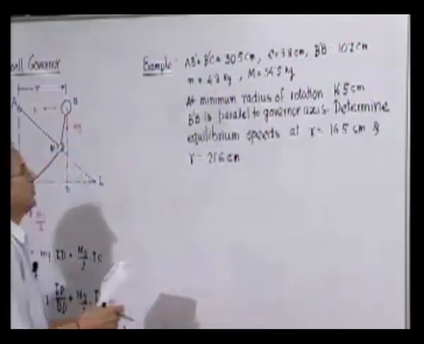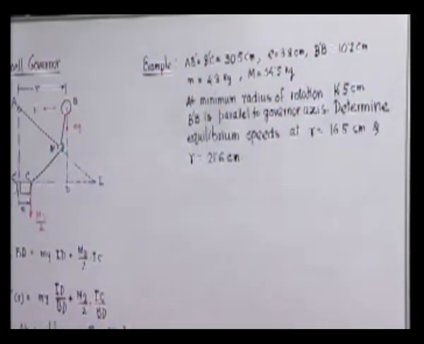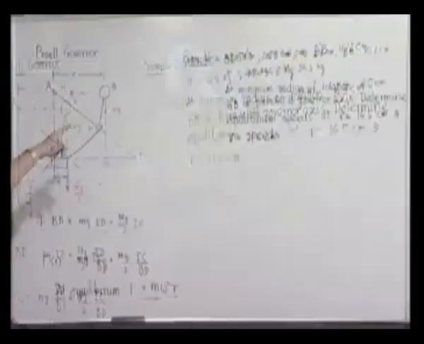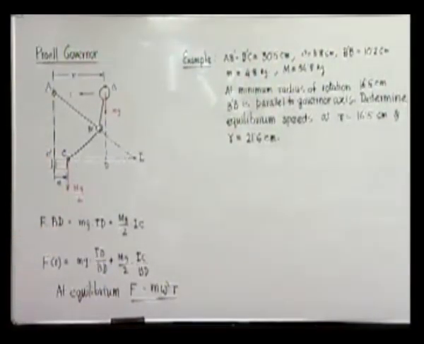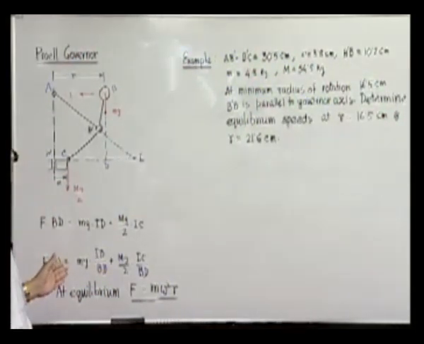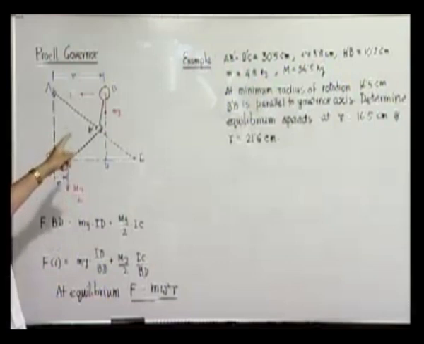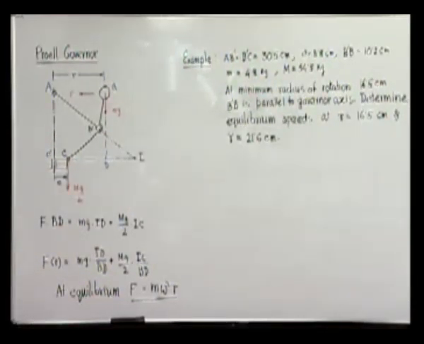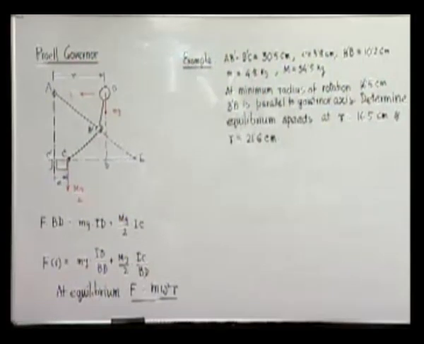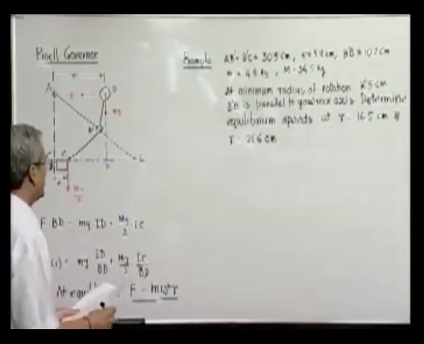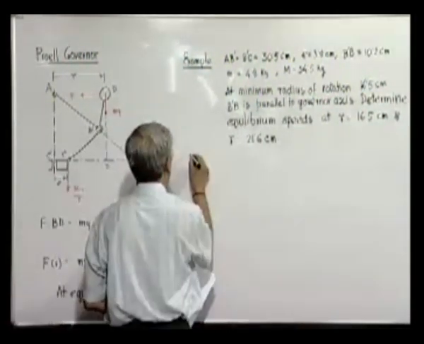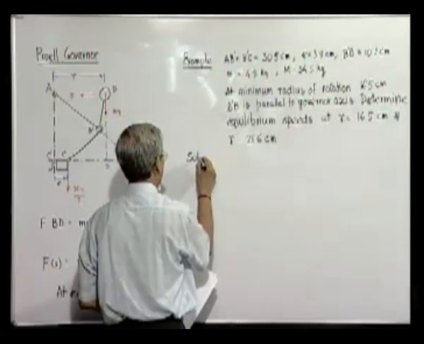So this example will tell us how to handle such problems. Let us first try to find out what will be the equilibrium speed when the radius of rotation is equal to 16.5, which is the minimum position, and also when the extension of this lower link B prime B is parallel to AC prime, that means the governor axis. How to draw it? It is best solved graphically.